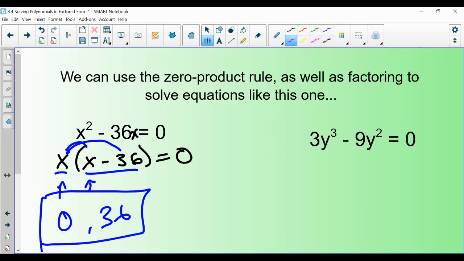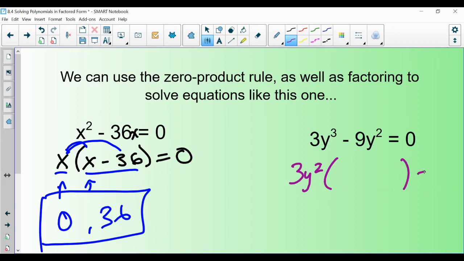Let's try this other one here. What is the greatest common factor of 3y cubed and 9y squared? Well, they both have y squared in common, right? This one has actually 3 y's and this one has 2. But in common, they have 2. And what's the greatest common factor of 3 and 9? Well, hopefully you guys are thinking that would be 3 because that would be the right answer.